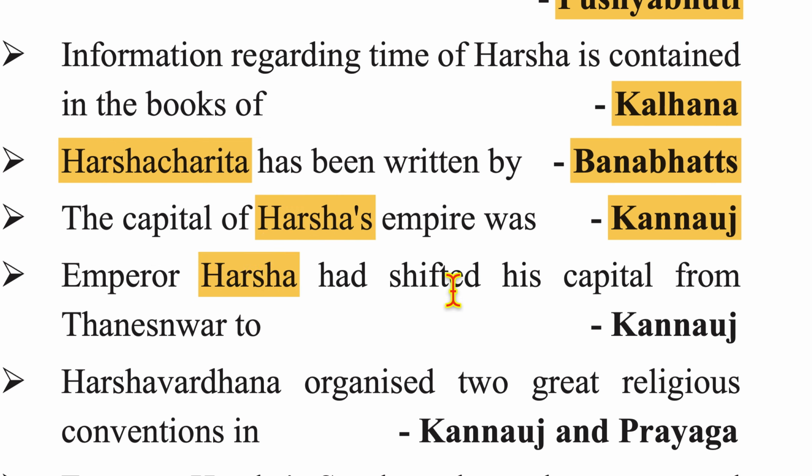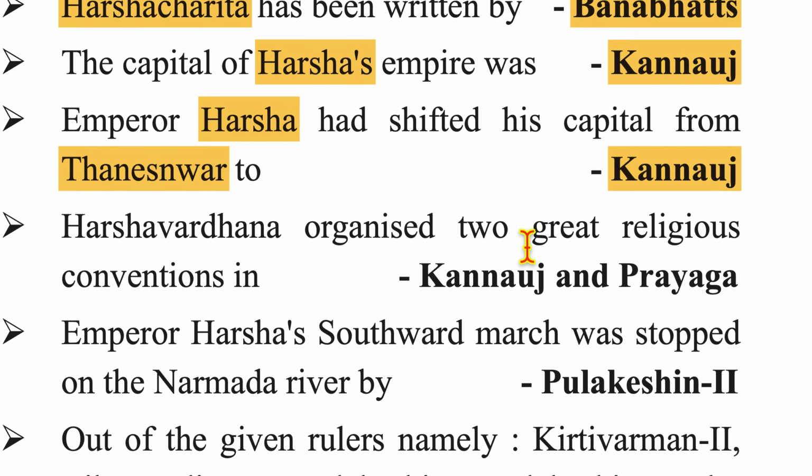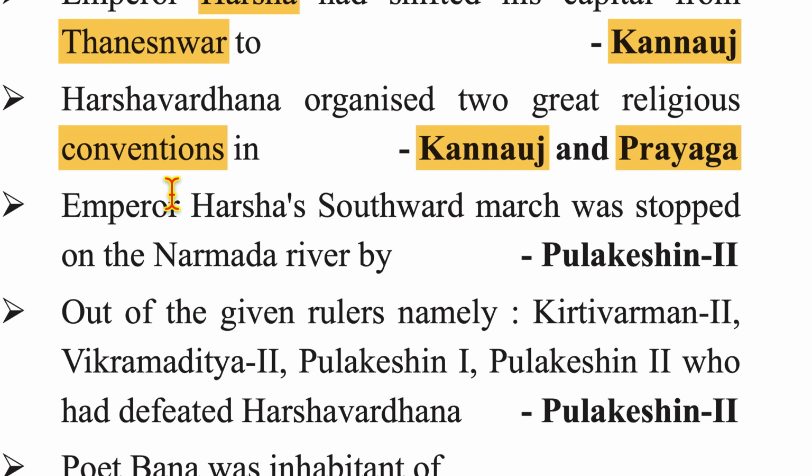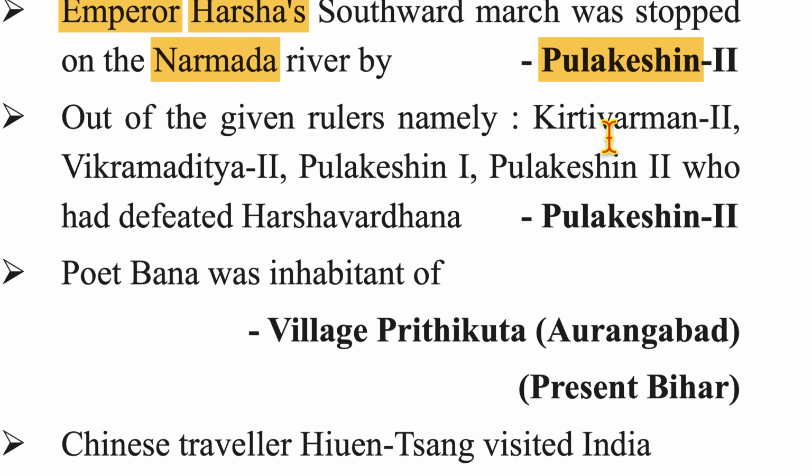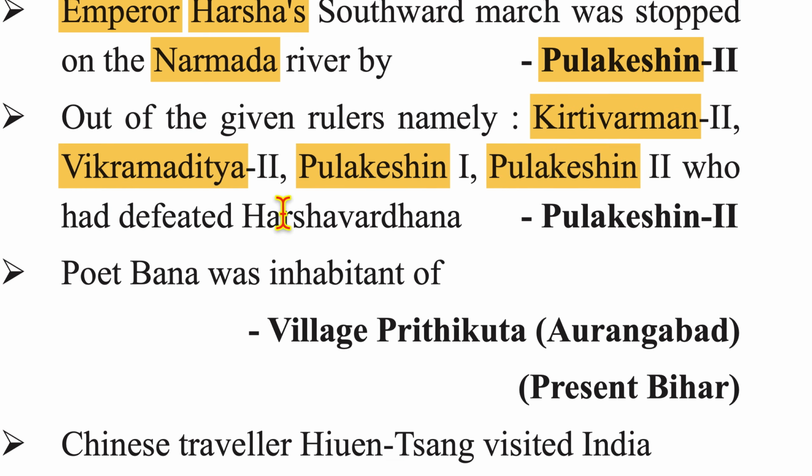Emperor Harsha had shifted his capital from Thaneshwar to Kannauj. Harshvardhan organized two great religious conventions in Kannauj and Prayag. Emperor Harsha's southward march was stopped on Narmada river by Pulkeshin II. After the given rulers, namely Kirtivarman II, Vikramaditya, Pulkeshin I, Pulkeshin II, who had defeated Harshvardhan? Answer is Pulkeshin II.